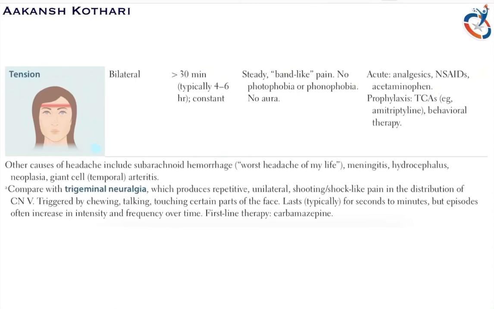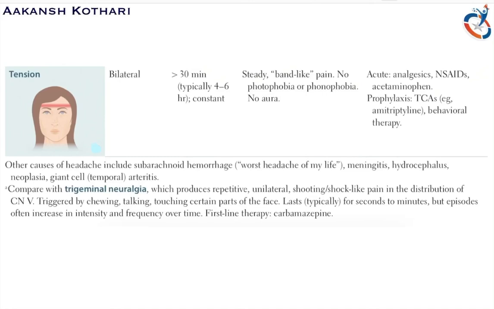Now talking about trigeminal neuralgia, which is a very important pathology. Now trigeminal neuralgia presents with repetitive unilateral shooting shock-like pain in the distribution of cranial nerve 5, that is the trigeminal nerve. Is this clear? Now, it is triggered by various activities of the face such as chewing, talking, touching certain parts of the face, and it appears for seconds to minutes, but the episodes often increase in intensity and frequency over time. Okay, so this is a very important type of pathology which is trigeminal neuralgia.